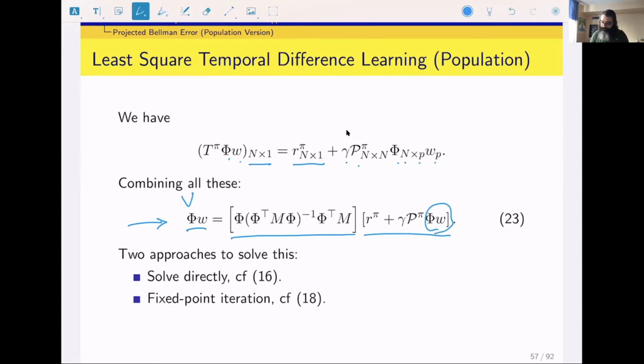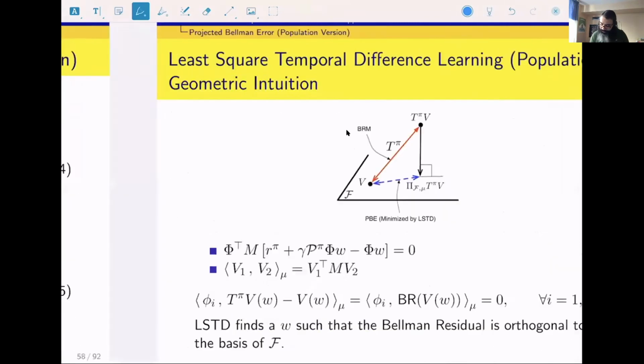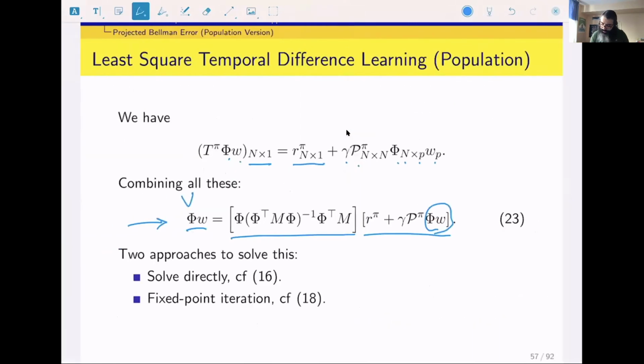Okay, so is this clear so far? Okay, so maybe it's good to have a few minutes of break. Now it's like 7 minutes after. Let's start maybe at 2:13.